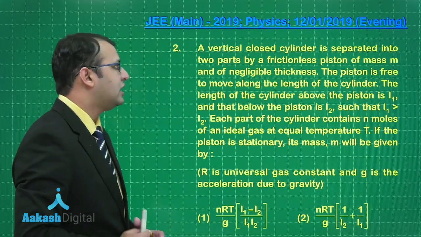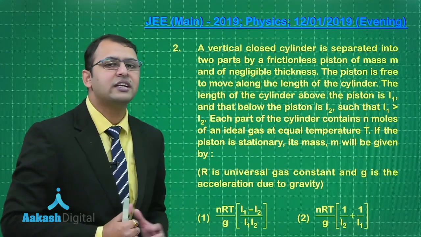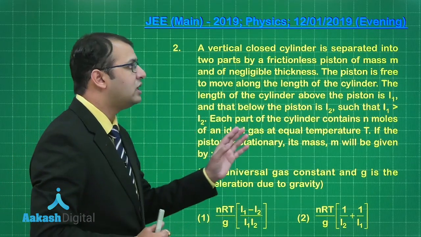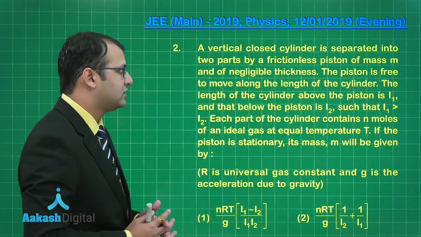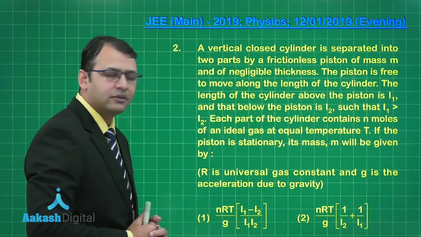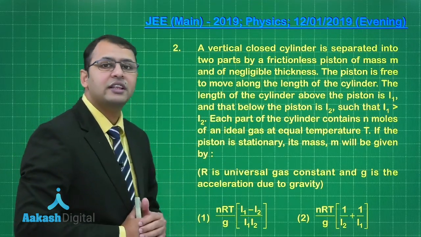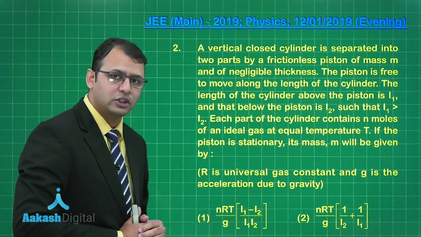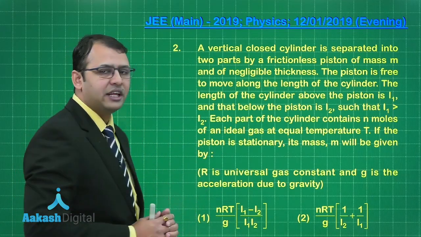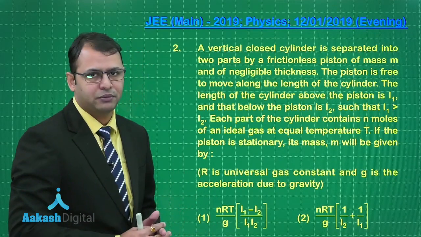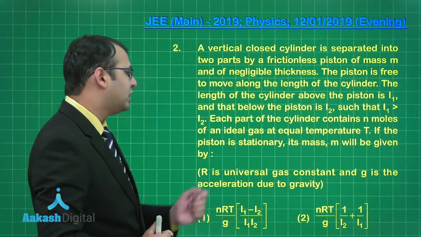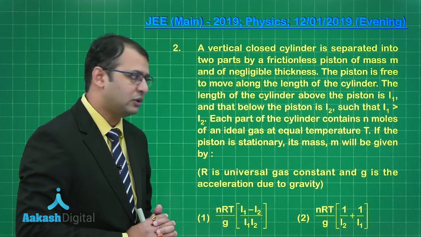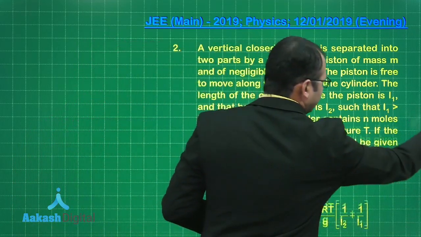Now the question you see here belongs to a section of heat and thermodynamics. As per the question, there is a vertical closed cylinder which is separated into 2 parts with a frictionless piston. The upper part is of length L1 and the lower part is of length L2, where L1 is greater than L2. Both the sections contain the same number of moles at the same temperature. We want to calculate the mass of that piston, and that piston is frictionless, let me tell you. Let's see how we can solve that.